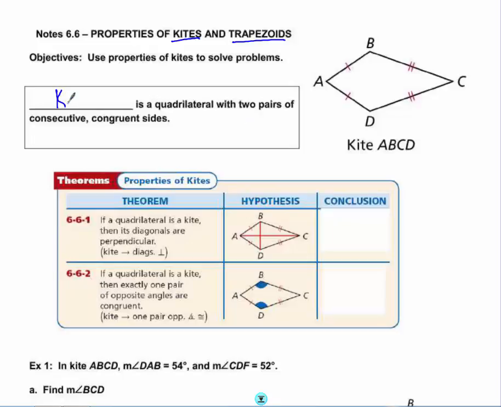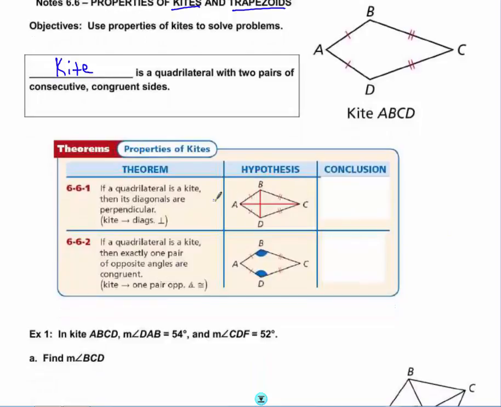A kite is a quadrilateral with two pairs of consecutive congruent sides. So remember, with a parallelogram, it was the opposite sides that were congruent. With a kite, it's the consecutive sides, so it's the two sides that connect that are next to each other.